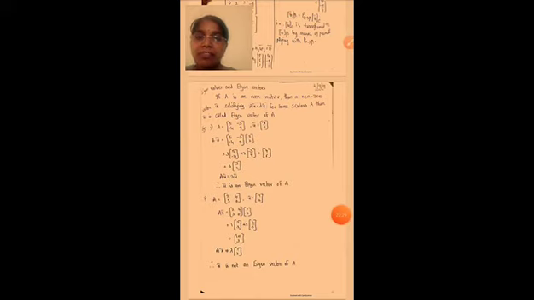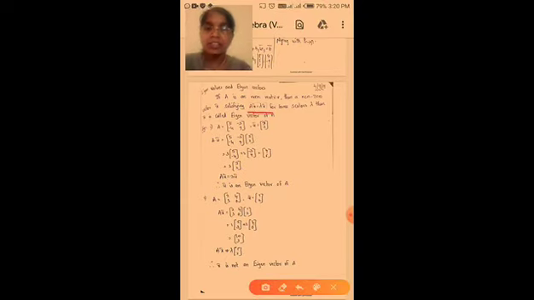So next is eigenvalues and eigenvectors. So if A is an n by n matrix, then a non-zero vector x bar satisfying A x bar is equal to lambda x bar for some scalar lambda, then x bar is called eigenvector of A. So see here, A is an n by n matrix, that is a square matrix, then a non-zero vector x bar. Here x bar is a non-zero vector. Here it satisfies the condition A x bar is equal to lambda x bar. So here x bar is satisfying the condition A x bar is equal to lambda x bar for some scalar lambda, then x bar is called eigenvector of A.